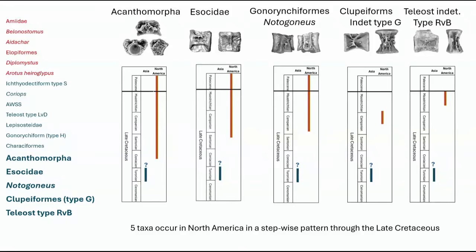Clupeiforms, these centra that look like those of modern herring, are present in North America only in the Campanian. And then this taxon that may be an eel is only present in North America in the late Maastrichtian. So based on these patterns, we can come up with a number of hypotheses and suggestions.